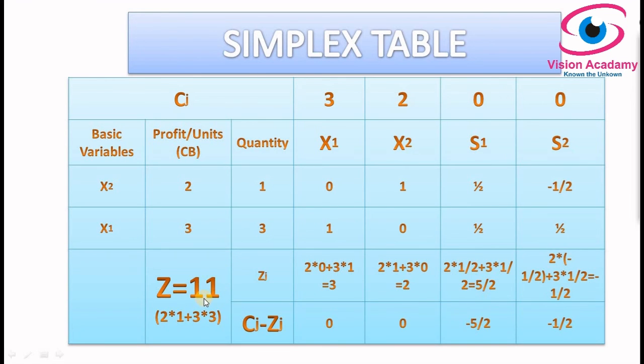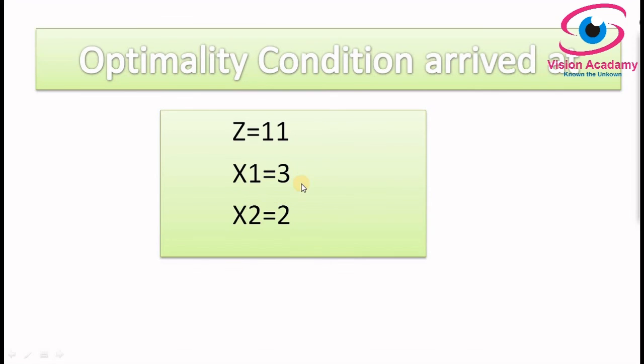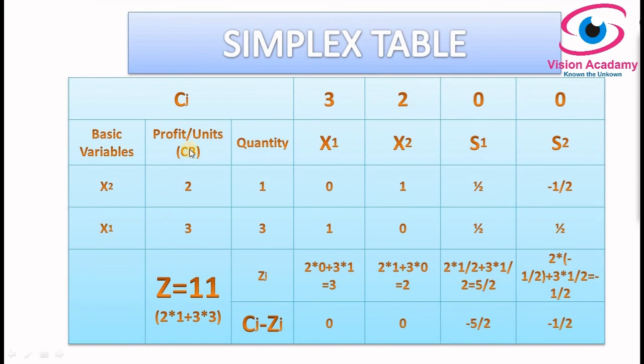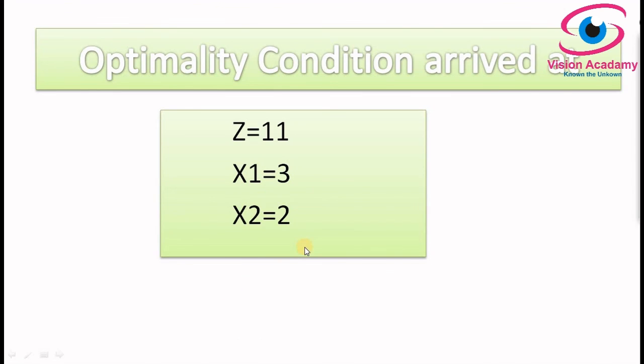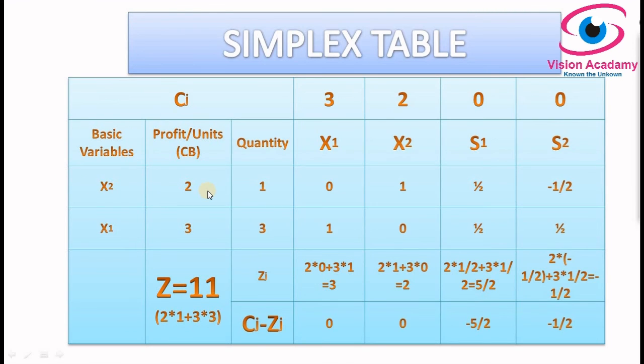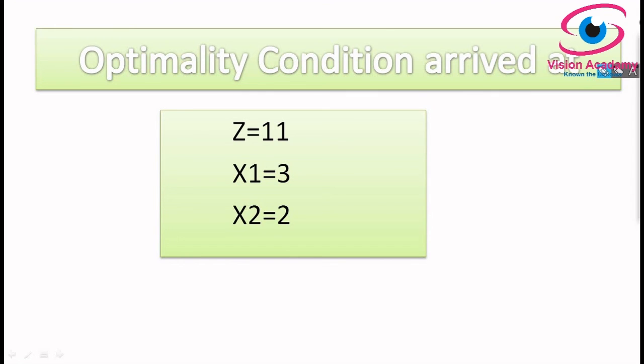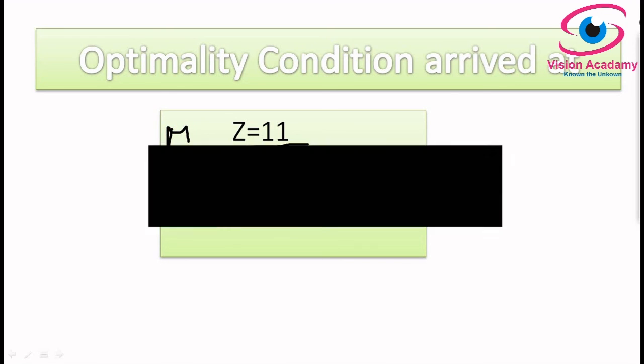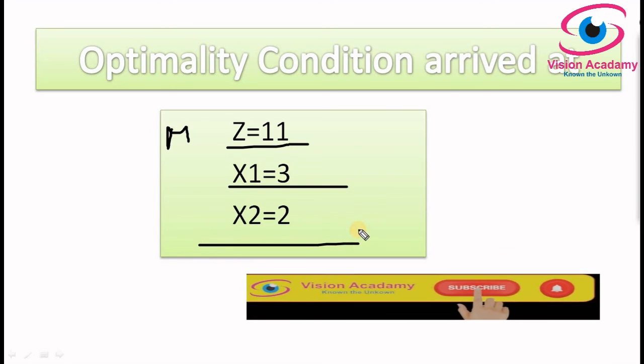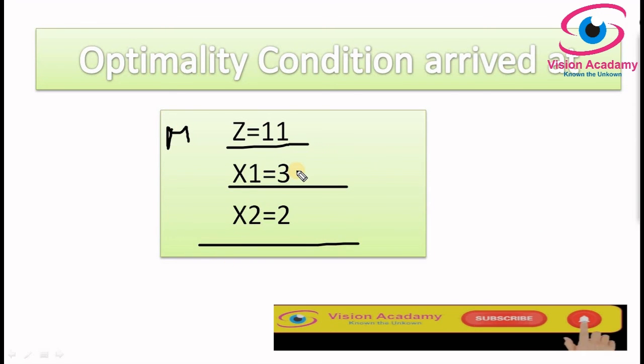Look here, Z is equal to 11 and x1 is 3. This is very important. X1, the profit per unit is 3, and X2 is 2. So the optimality condition arrived for this problem at maximum Z of 11, with X1 equal to 3 and X2 equal to 2. I hope you got the problem. Thank you so much.